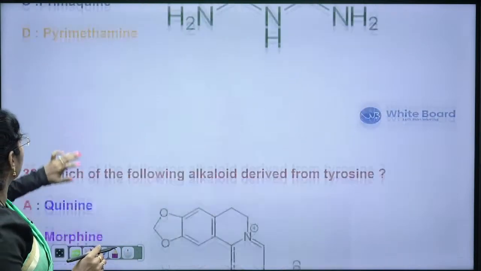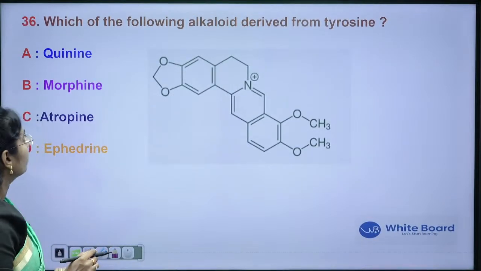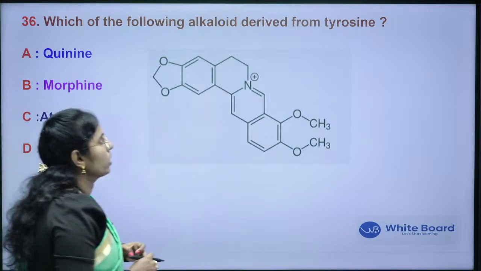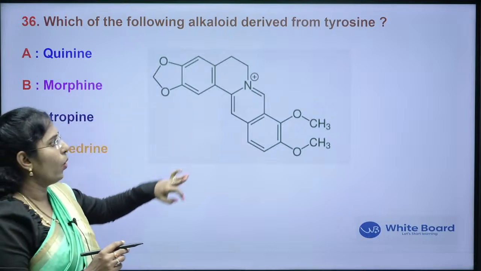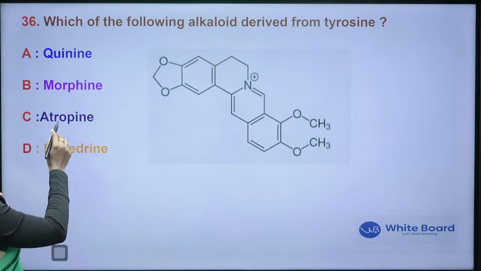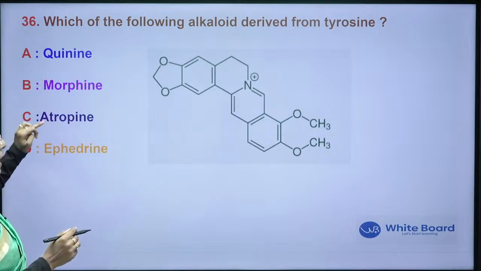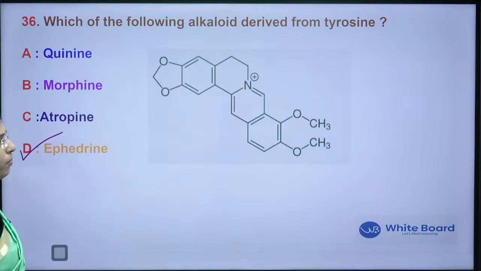Coming to the next question, question 36. Which of the following alkaloids is derived from tyrosine? Tyrosine is an amino acid, right? They have given 4 options: quinine, morphine, atropine and ephedrine. So ephedrine is derived from tyrosine.